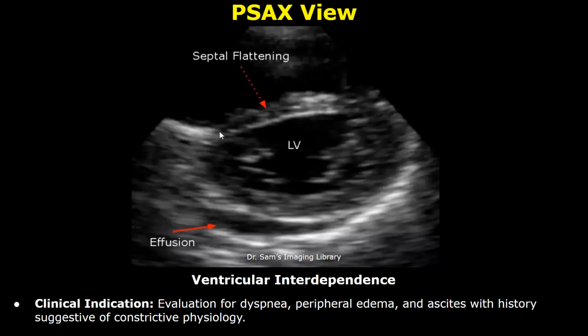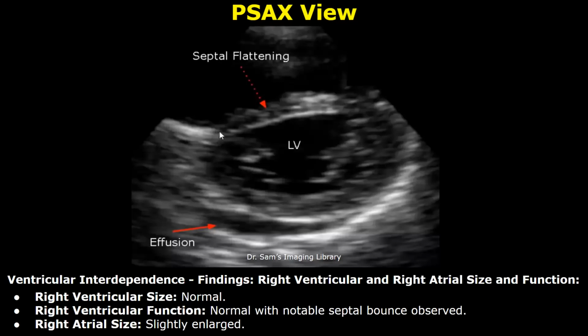This is a report for ventricular interdependence. Clinical indications are evaluation for dyspnea, peripheral edema, and ascites with history suggestive of constrictive physiology. The right ventricular size is normal. The right ventricular function is normal with notable septal bounce. The right atrial size is slightly enlarged.